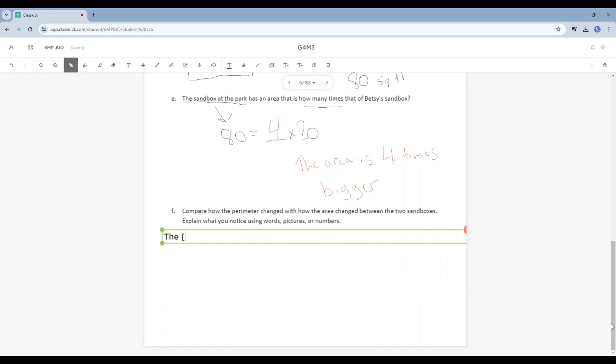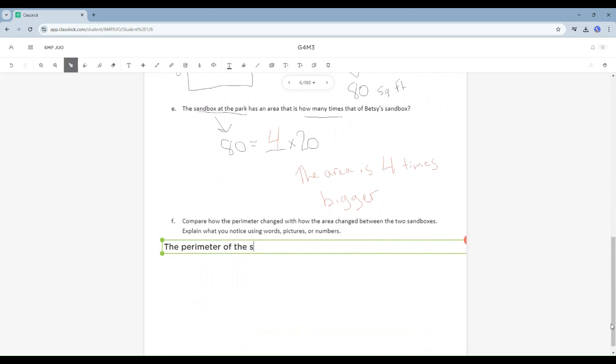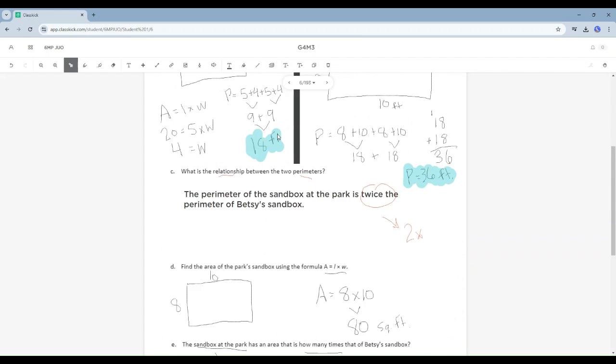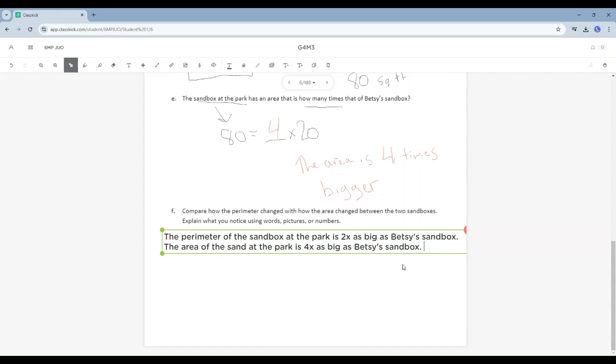We'll say the perimeter of the, I think it was playground, right? Yeah, the sandbox at the park. The perimeter of the sandbox at the park is 2 times as big as Betsy's sandbox. The area of the sandbox at the park is 4 times as big as Betsy's sandbox. So when we went ahead and we doubled the side lengths from letter A to letter B, the perimeter doubled, but since I multiplied by 2 4 times, that's what made the area 4 times as big.